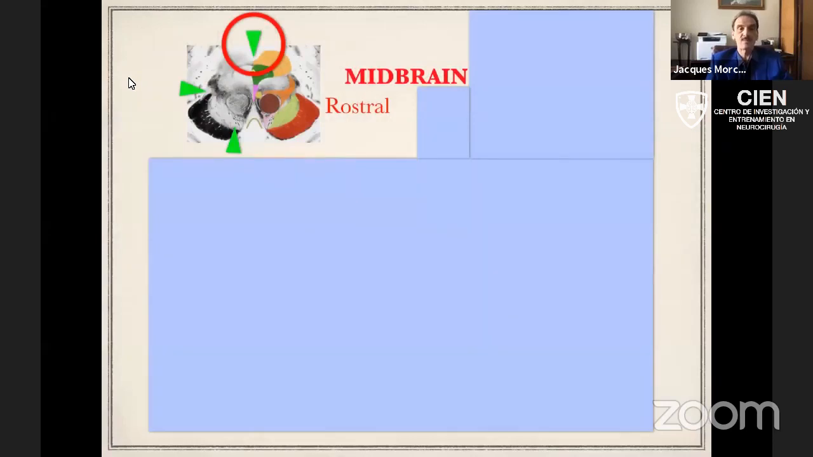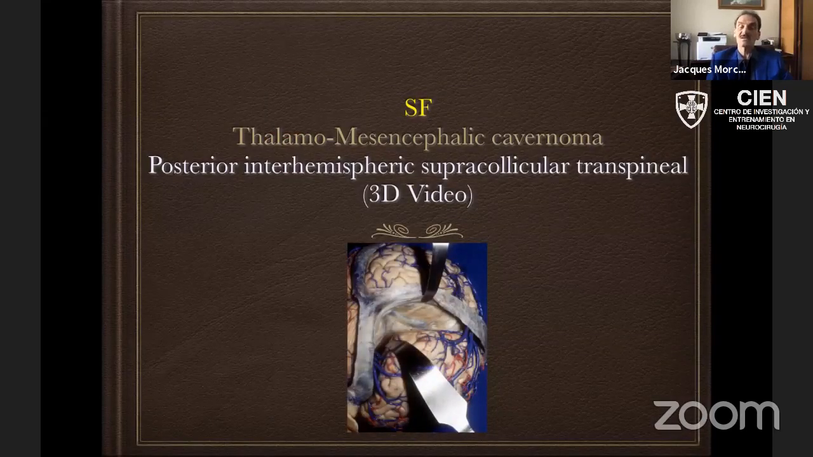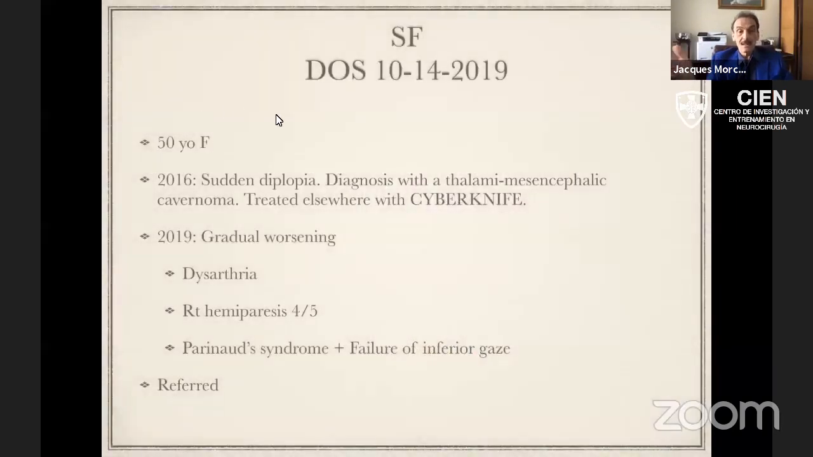Okay, another example, rostral midbrain. This is a thalamo-mesencephalic cavernoma. I am going to use a posterior interhemispheric supracollicular transpineal gland approach. You will see what I mean in a second. This is a classic example of how harmful radiosurgery can be.